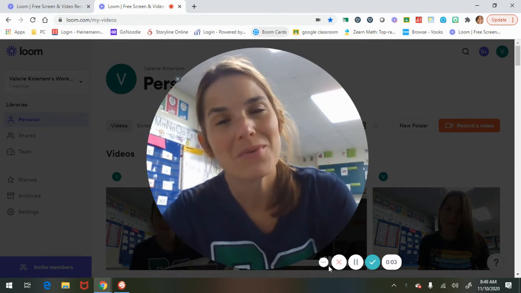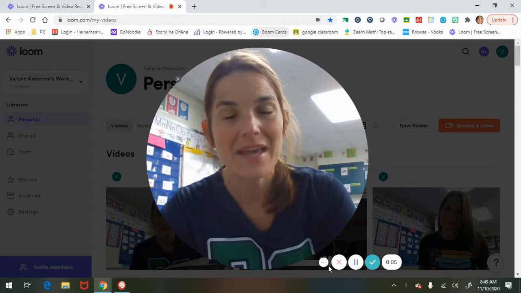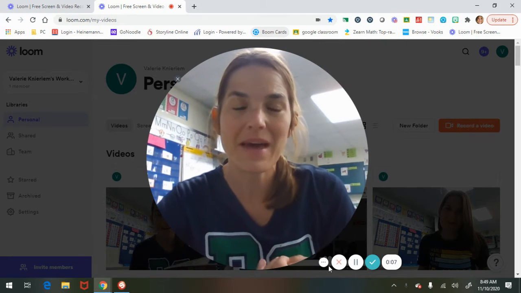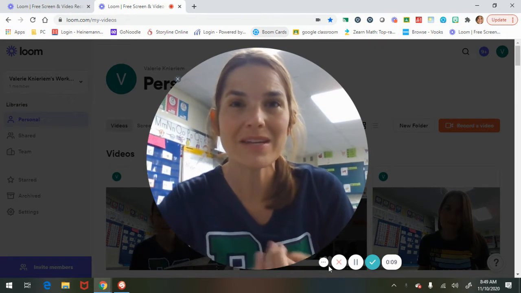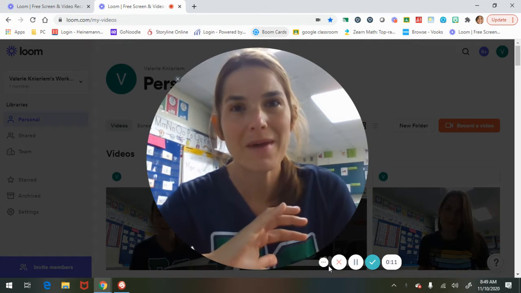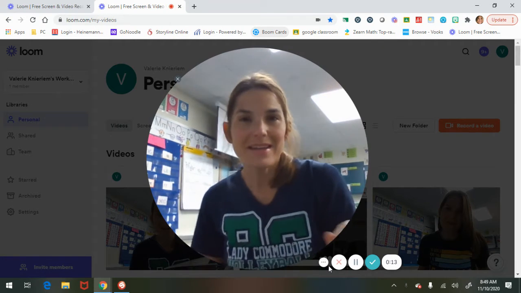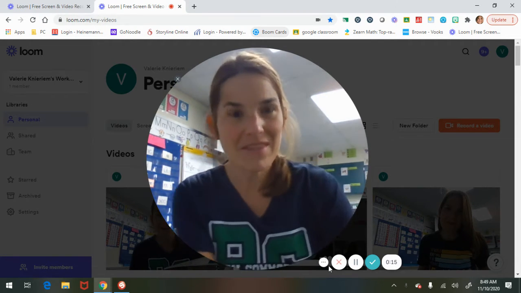Today we're going to review our solid shapes. And remember, our shapes that we've been talking about are solid because you can see all the way around them. And yesterday we talked about the names of those shapes.